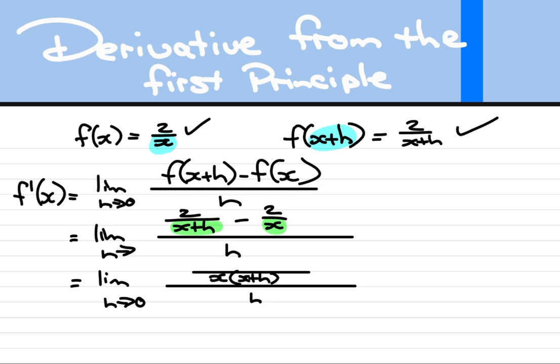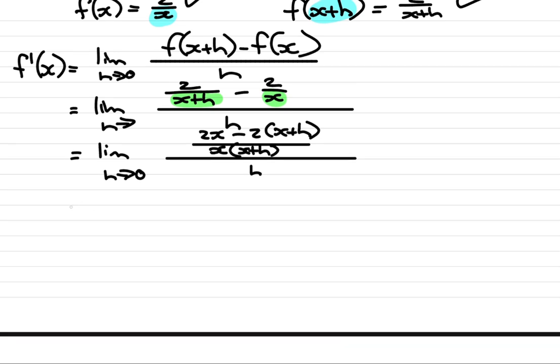Now this is my denominator, so I just need to fix my numerators. So the 2 had the x plus h, so it needs the x, and the second term, the 2, had the x, so it needs the x plus h. Okay, let's simplify further. There's a limit as h approaches 0.